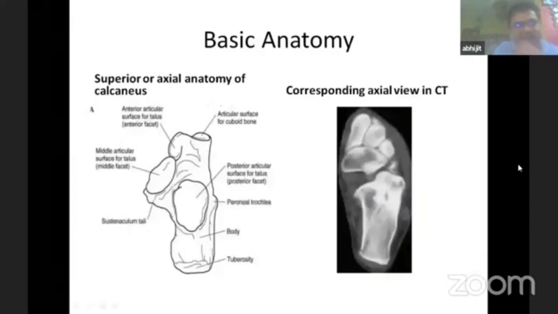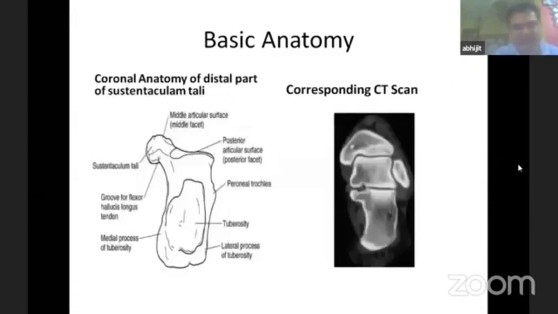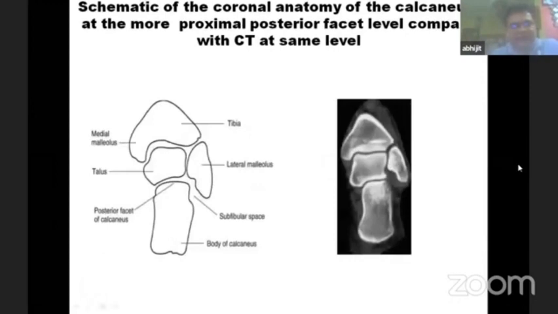Basic anatomy: there is a superior or axial view of the calcaneus, as we know. If we correspond this superior anatomy with the axial view of the CT, we get this kind of picture during our CT. This is a schematic diagram of the calcaneum at the more proximal posterior facet level compared with the same level on CT. This is the medial malleolus of the tibia, this is the lateral malleolus, here is the talus, and the posterior facet of the calcaneus with the subtalar space and the body of the calcaneus as a whole. So this is the schematic structure which corresponds with the CT.